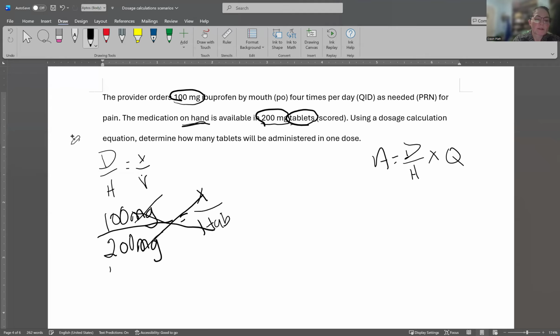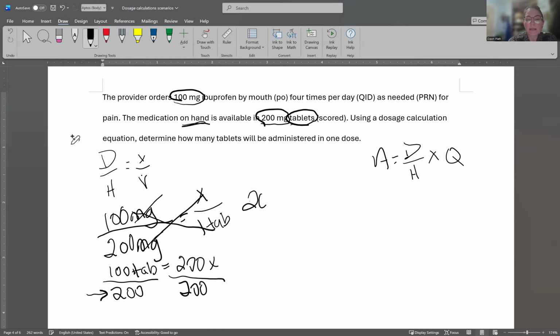So we have 100 tab equals 200x. We need to get x by itself. So we divide by 200, divide by 200, and division. Remember, the bottom number goes on the outside. Doesn't matter which one's bigger or smaller, it still goes on the outside.